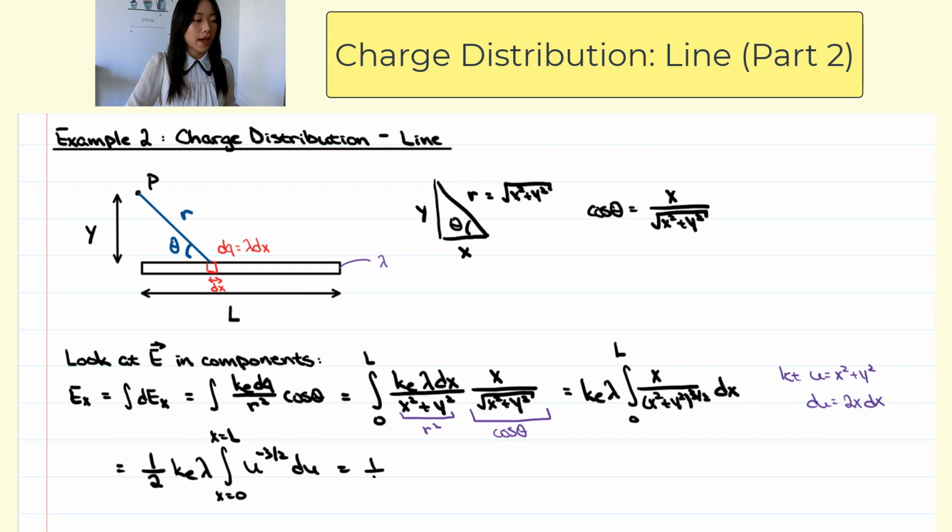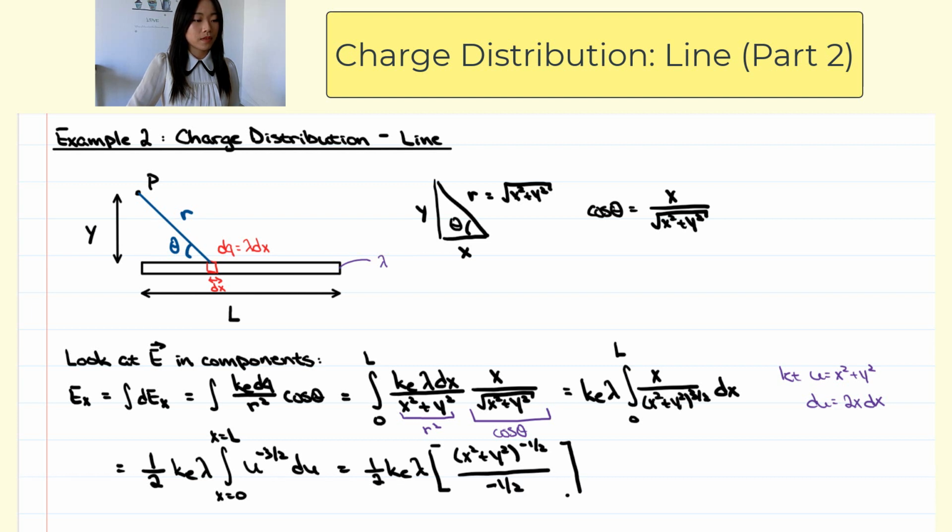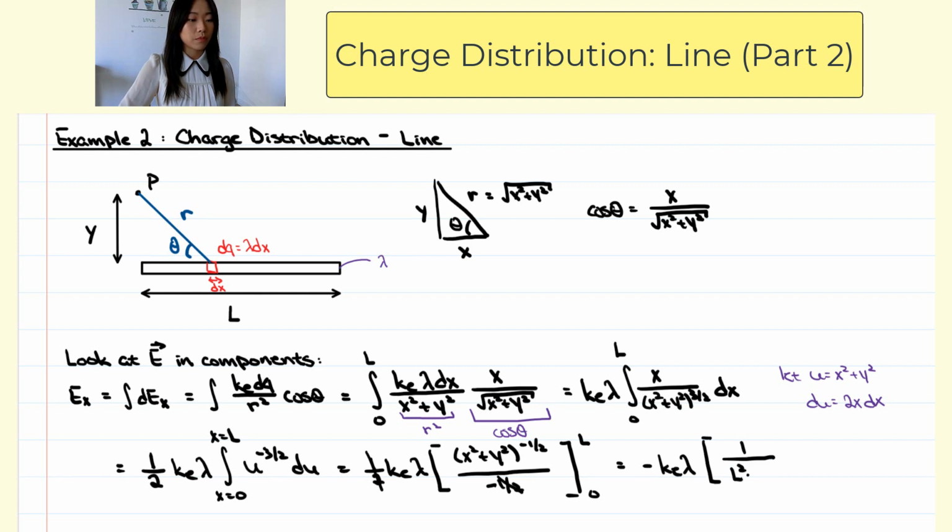This equals half Coulomb's constant times density times u to the power of negative half divided by negative half. And we substitute the u back, we get x squared plus y squared to the power of negative half divided by negative half, from 0 to L. The half cancels out with the half in the denominator. So we get negative Coulomb's constant times lambda times 1 over the square root of L squared plus y squared minus 1 over y.